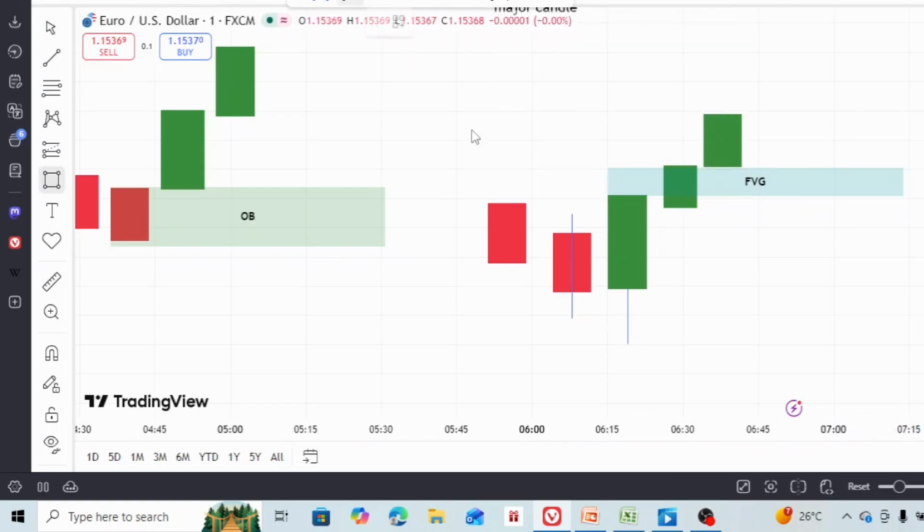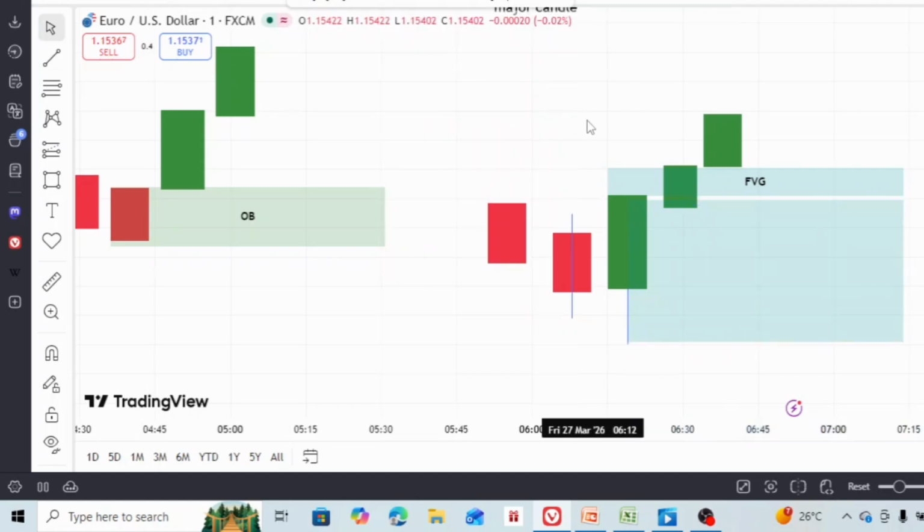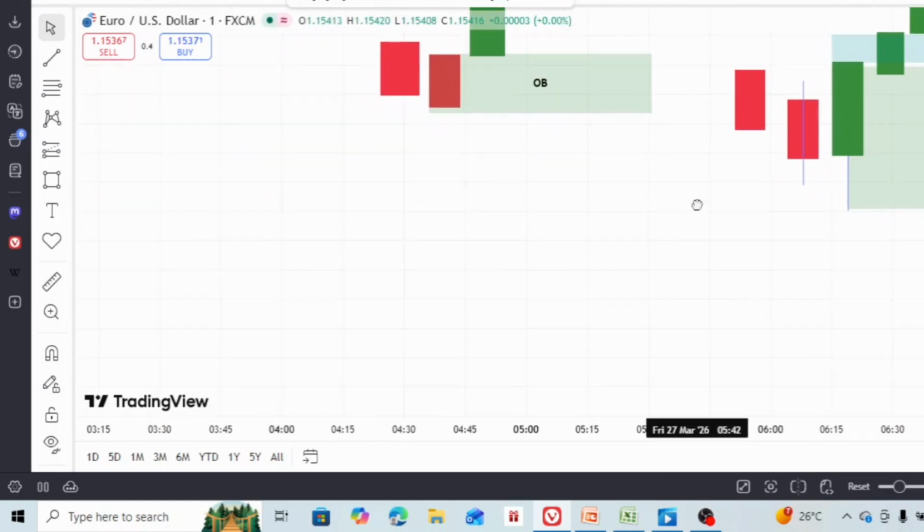So in this type of scenario, if you take the whole green candle as your order block, this will be more effective rather than taking an order block from this bearish candle. So this is one type of scenario that you can find. And then there will also be another type of order block.